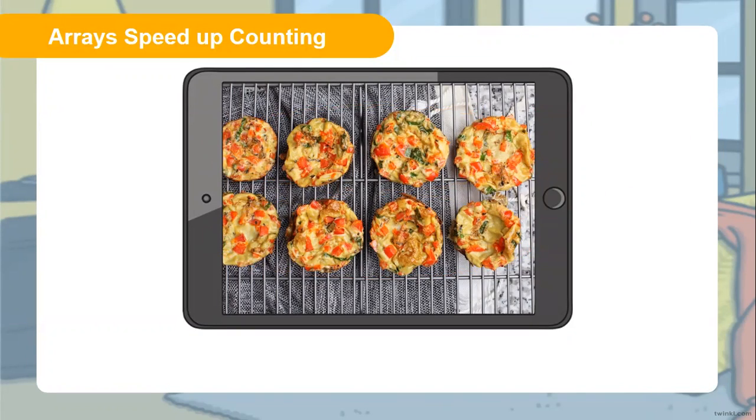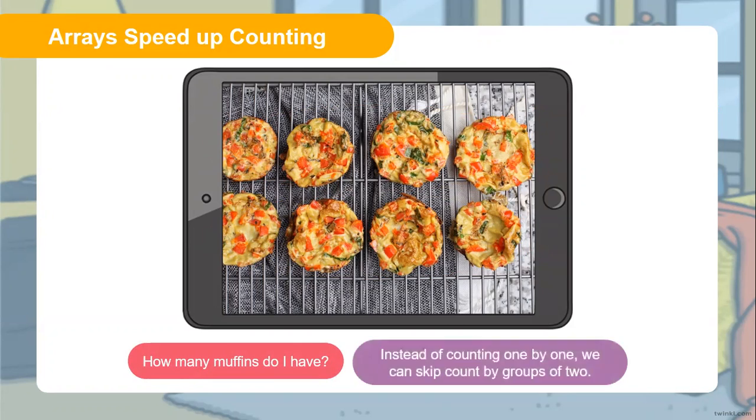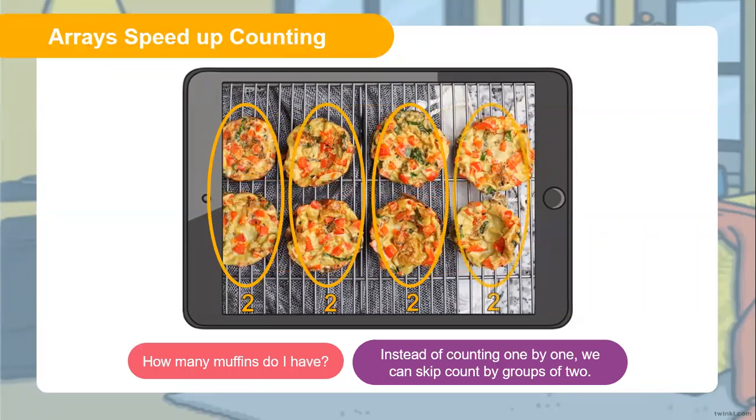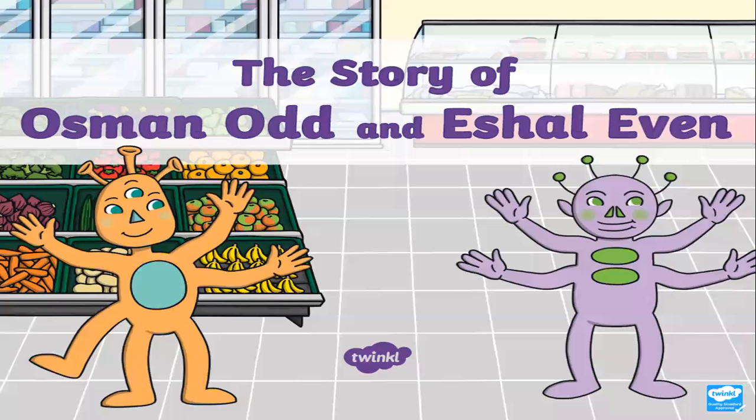Or I can count by column. So I will check each column. How many muffins do I have in each column? The first column has 2 and the second column has 2. Also 2 and 2, so equals 8. As you see, arrays speed up counting, so I can count by rows or I can count by columns. Both ways have the same sum, the same number of items.